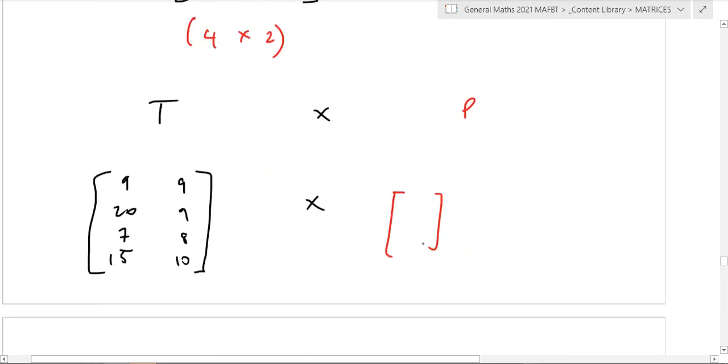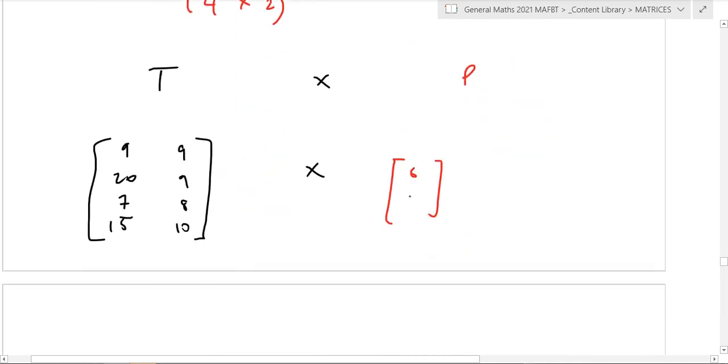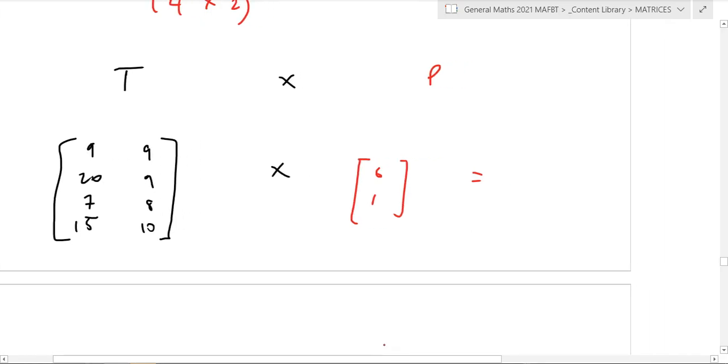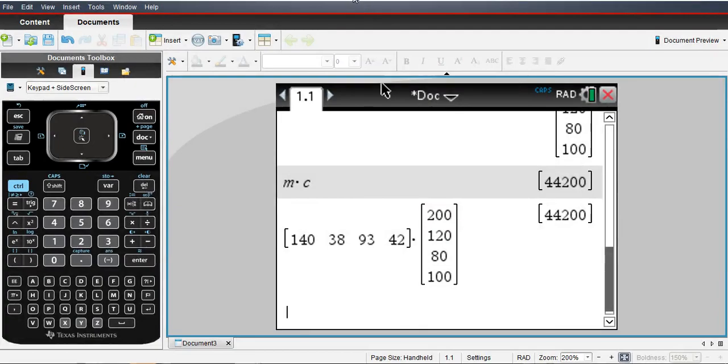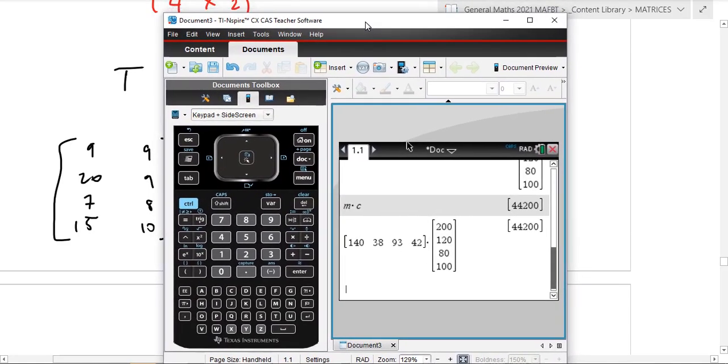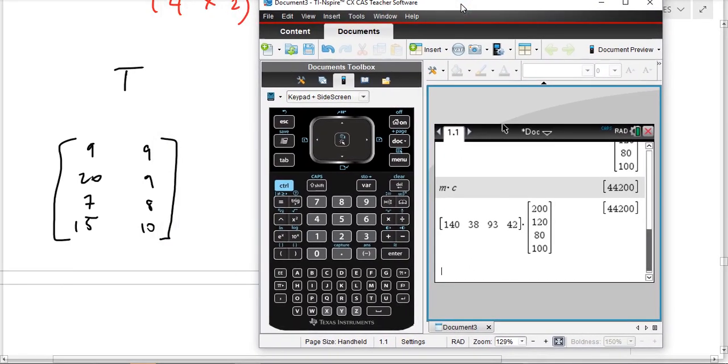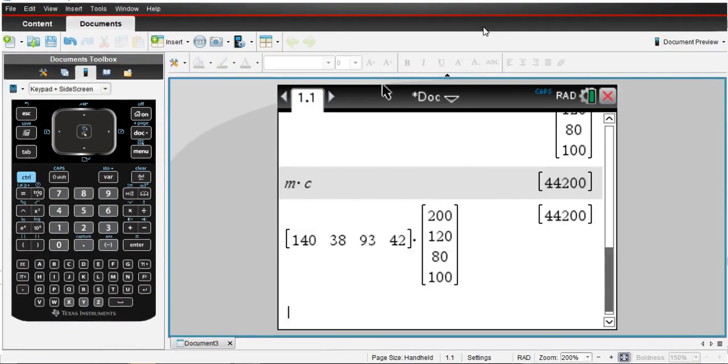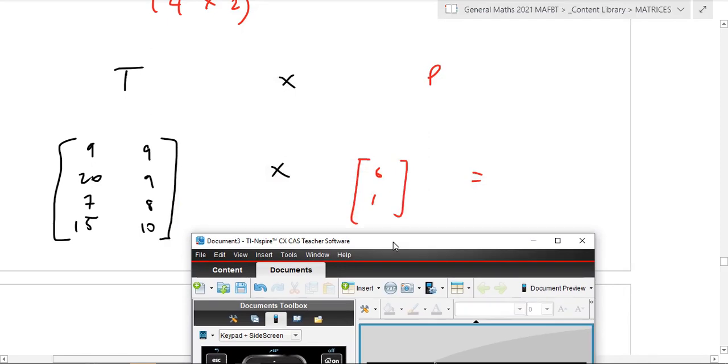Sir, are you going to show us how to do this on our calculator? Yes, I'm going to do it now. Can I just put them both in and then times it, but is it okay if we labeled it and then just did T times P? Yes, you would get the same thing, because if you labeled it, the calculator would know it's T times P. But if you just put the matrices in, that also works.